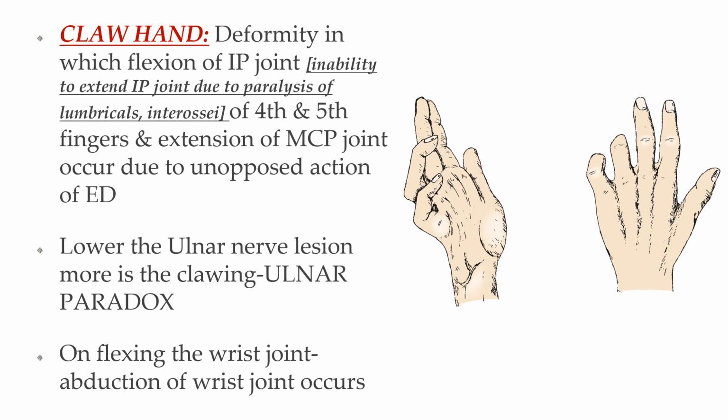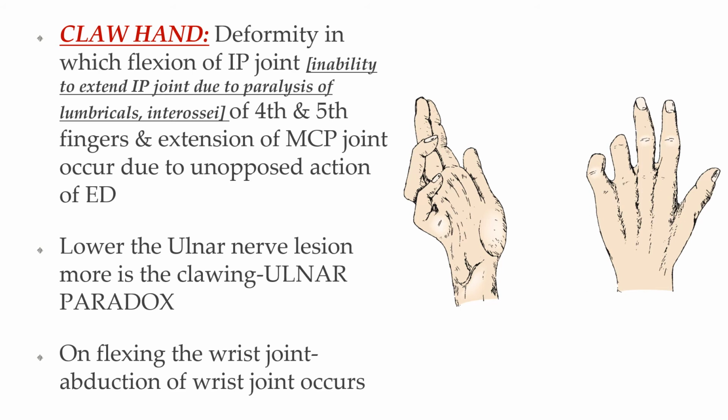Patient with the ulnar nerve injury comes with a characteristic presentation of the hand, which is called claw hand, in which flexion at interphalangeal joint of the fourth and fifth digit occurs and extension at metacarpophalangeal joint occurs. This occurs because of the unopposed action of extensor digitorum. The lower the ulnar nerve lesion, the more pronounced is the clawing, and this is called ulnar paradox.